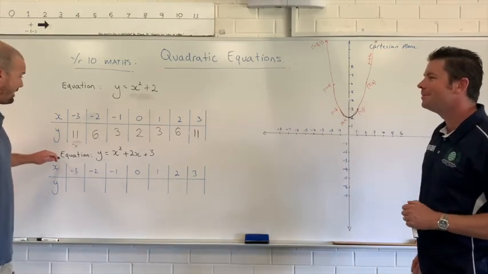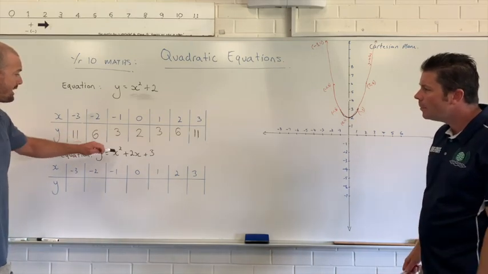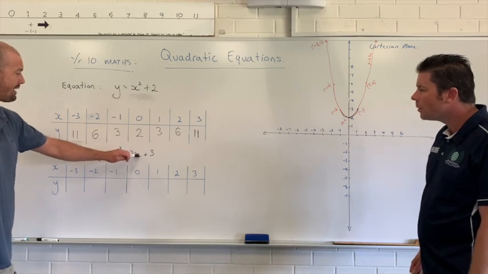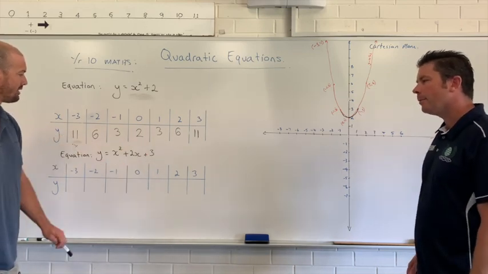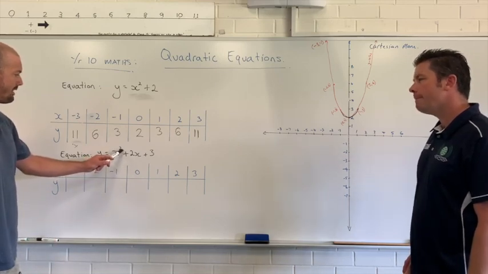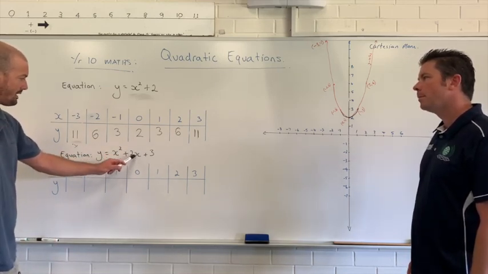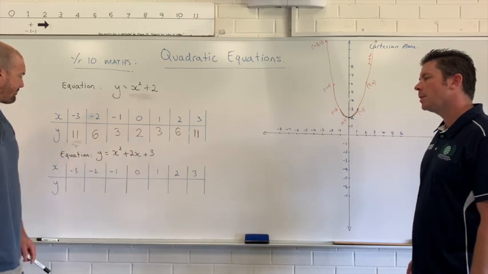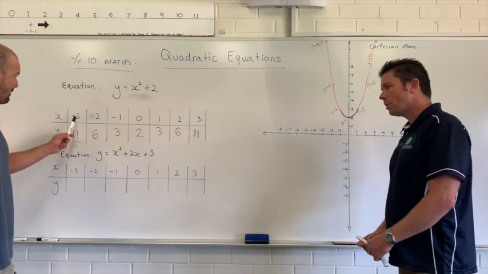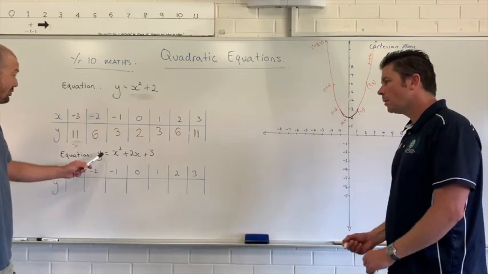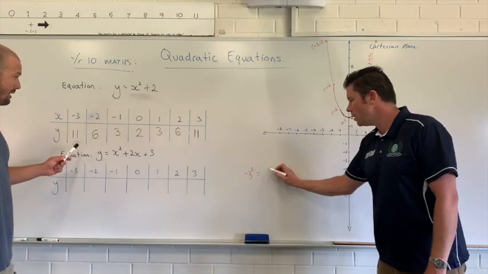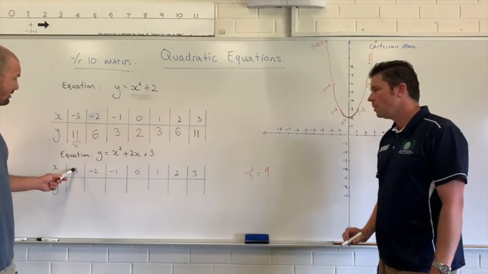A bit harder again. y equals x squared plus 2x, so that's 2 times whatever x is, then plus 3. So that's x times itself, and then 2 times x, plus 3. If we start down there at -3, -3 squared is 9. Negative times negative is positive.